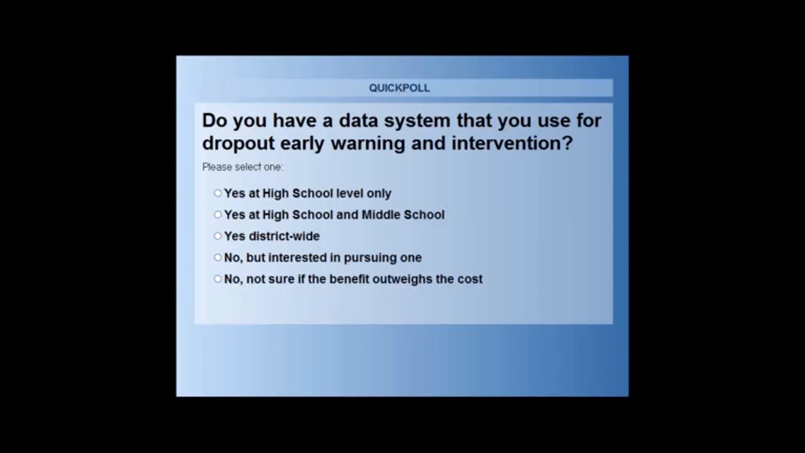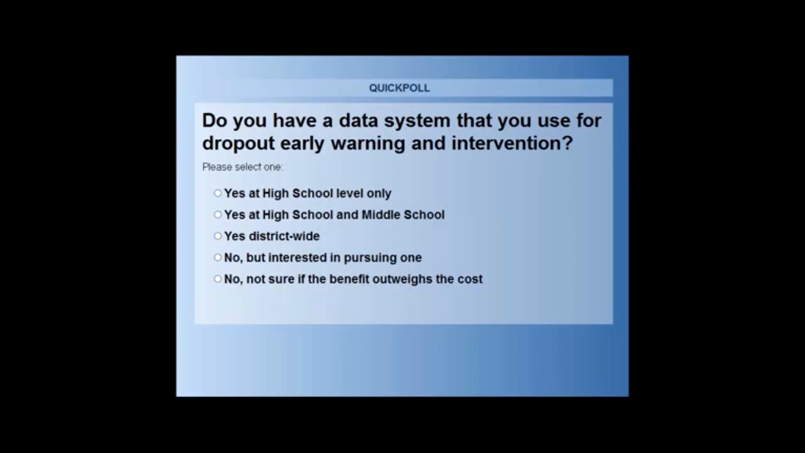We can't see it here, but I'll tell you guys that 27% say they have one at the high school level only, 9% at the middle and high school, 9% have district-wide, and 55% of those that responded are interested in pursuing one but do not have one. So it's nice to see so many out there excited about district-wide ones as well.